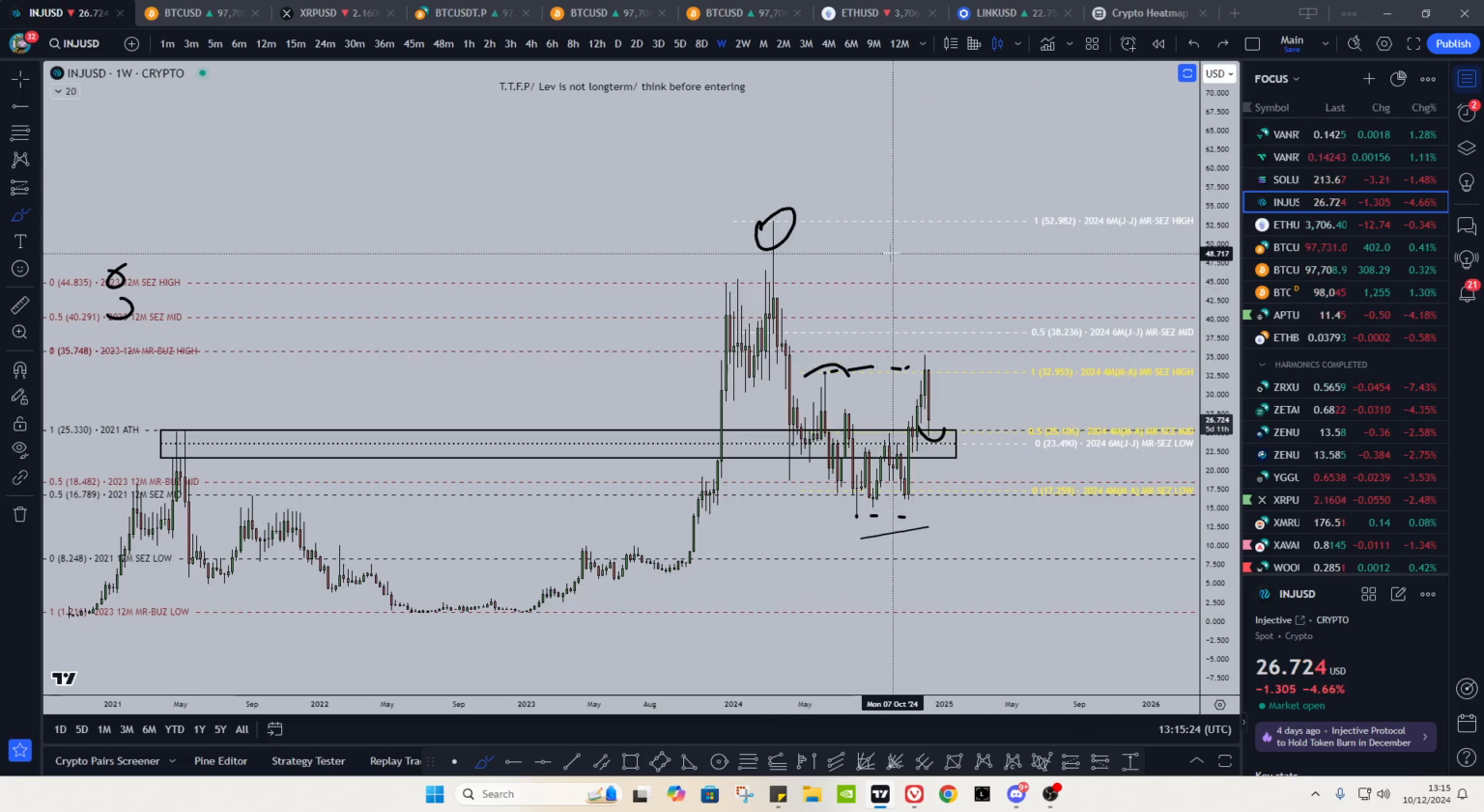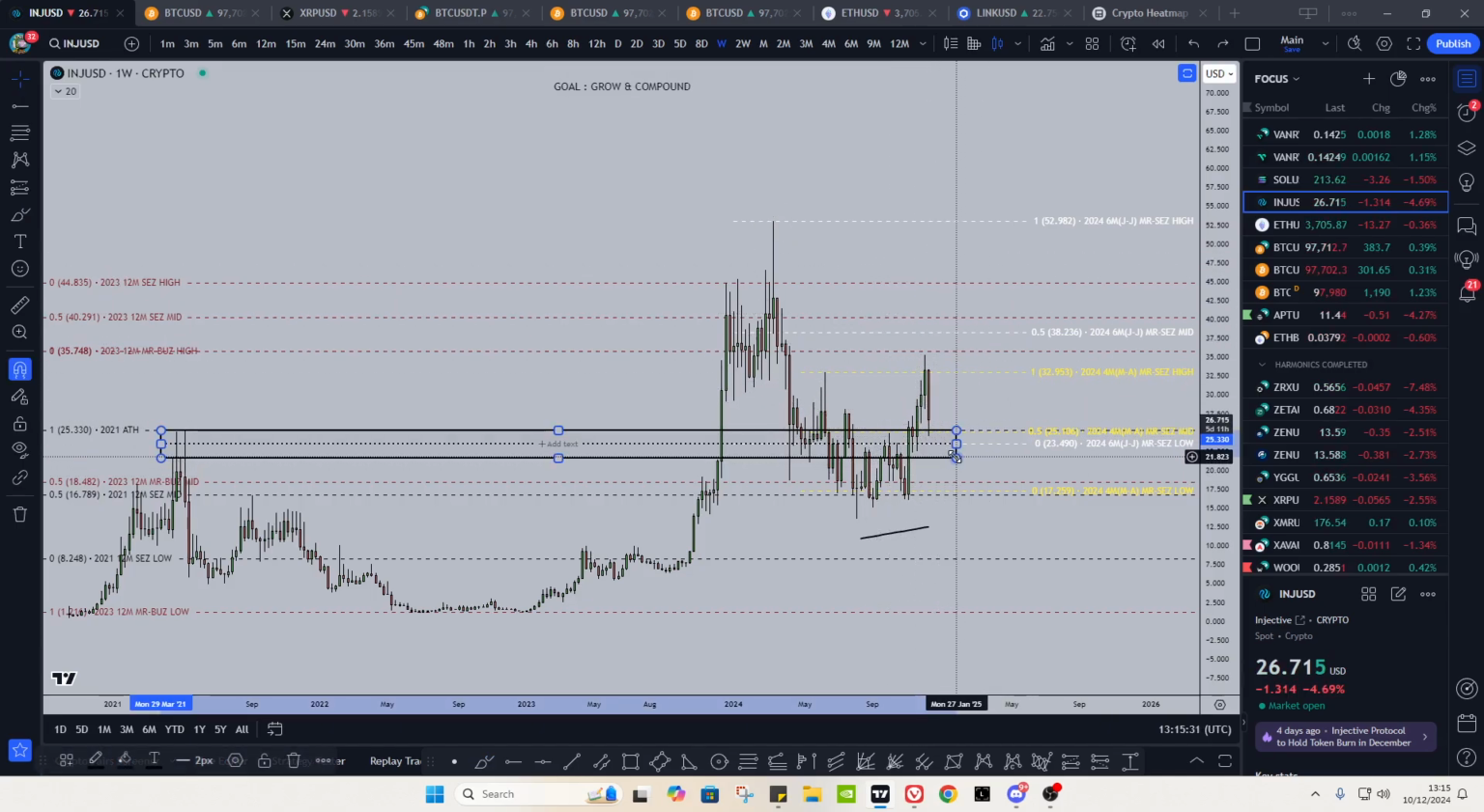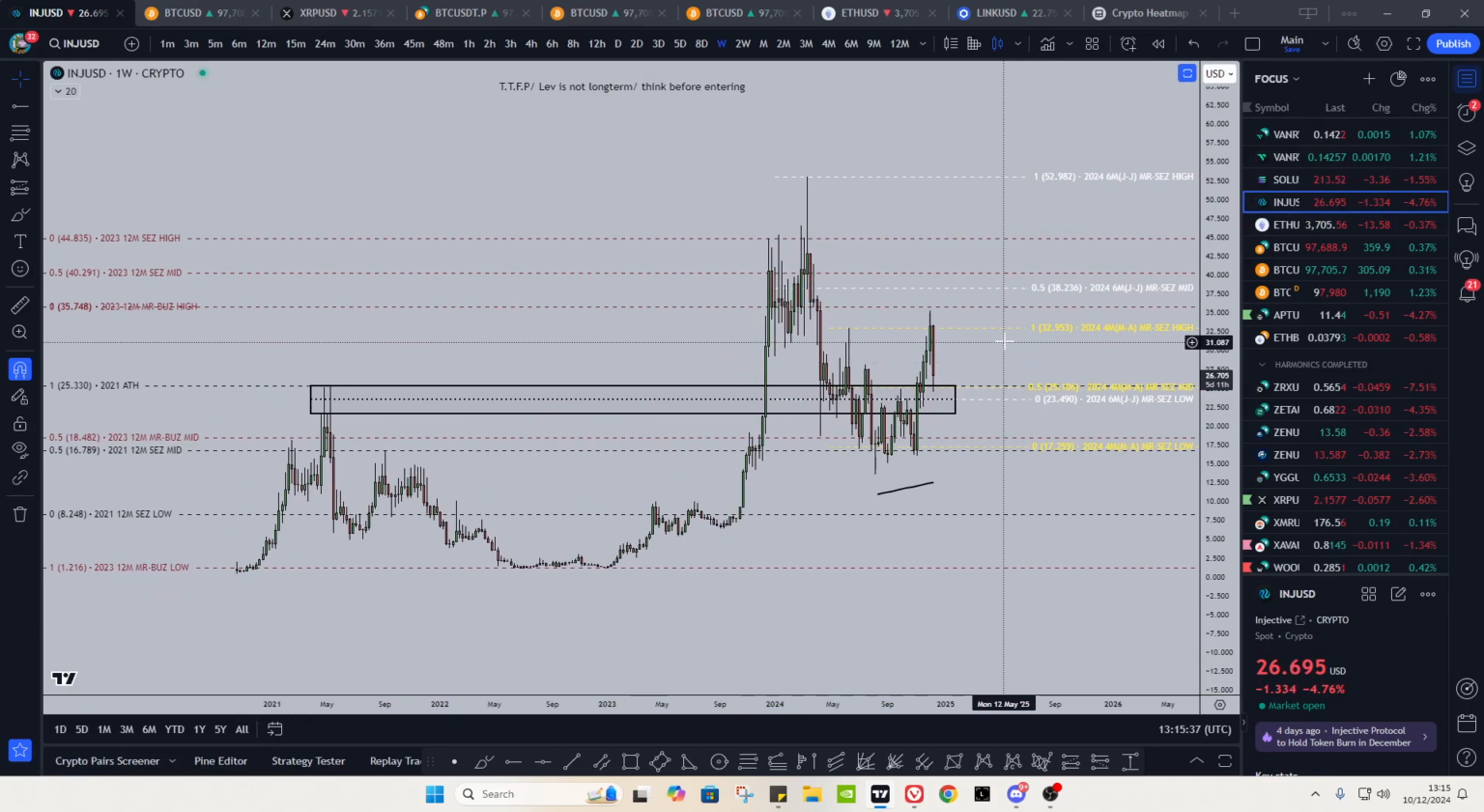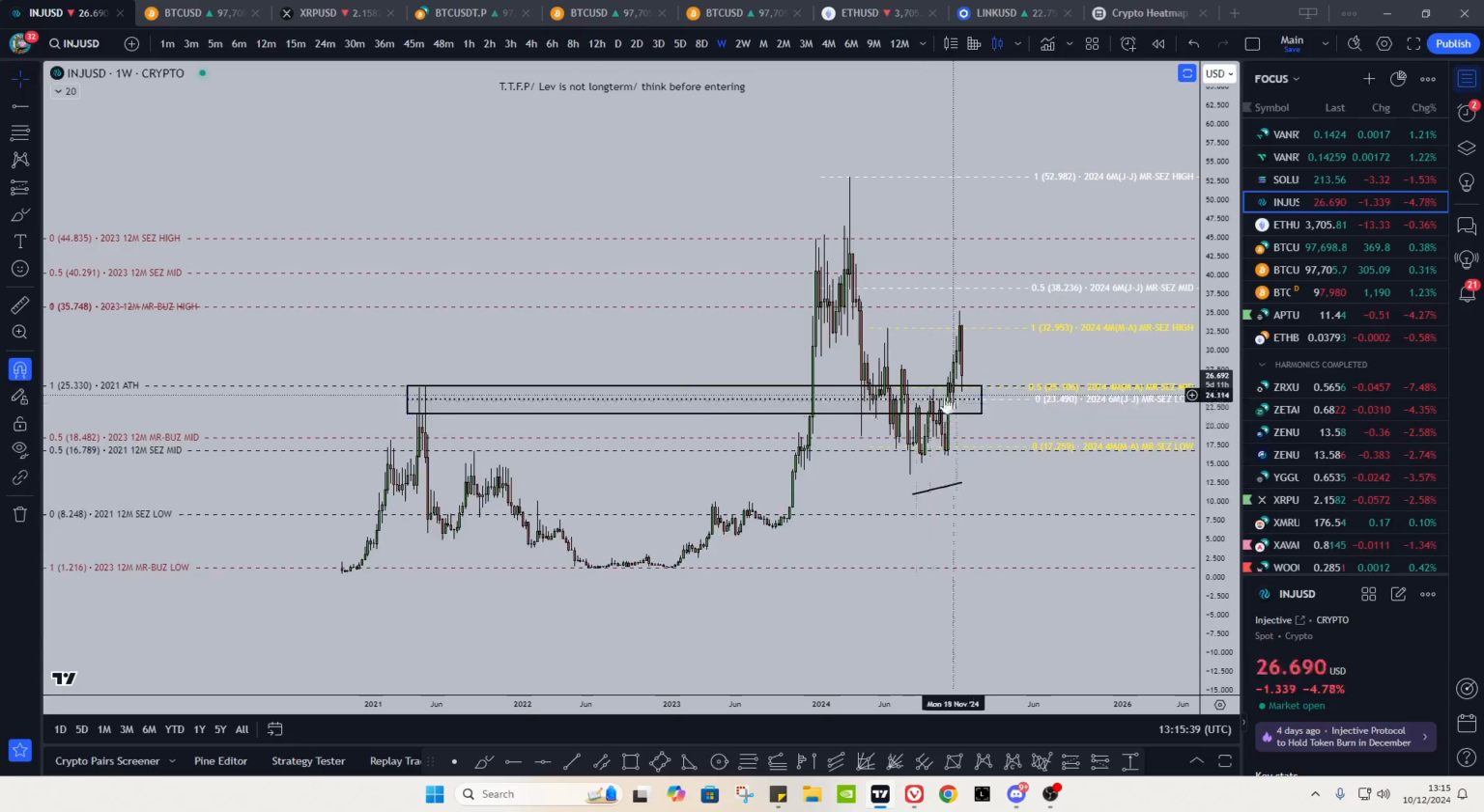So Injective looks absolutely phenomenal. If you guys are sidelined and looking for something to bid, get some spot INJ, just hold it. If you lose the grey box, cut it. Very simple. Otherwise, DCA. So that is Injective, looks again beautiful.